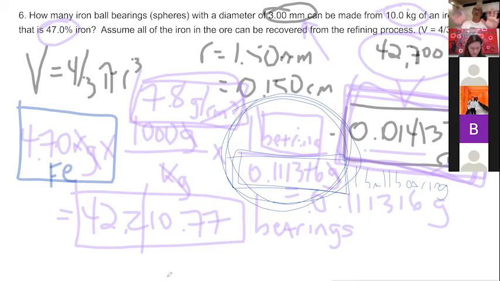Any other questions about this or any of the other problems we worked on tonight? Oh, sorry, you can go first. Professor, I just want to make sure it's 4.70 times 1000 divided by 0.111316, right? Yes. But my calculator says 42,222.14. I'm not sure.